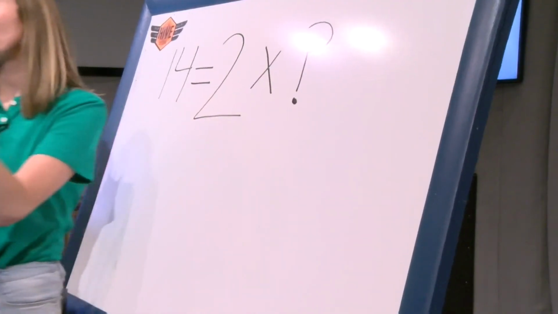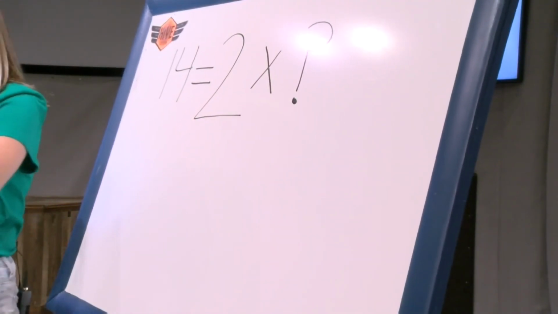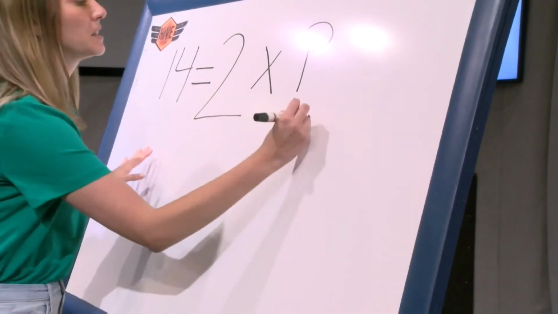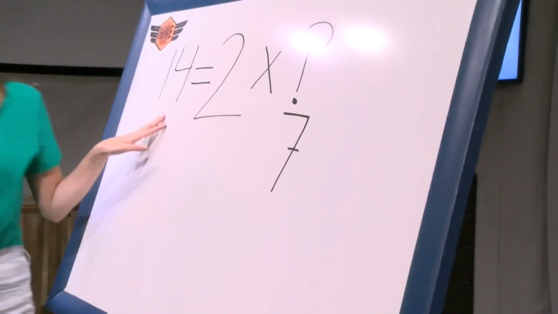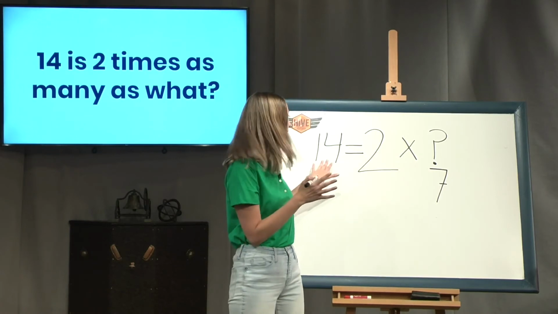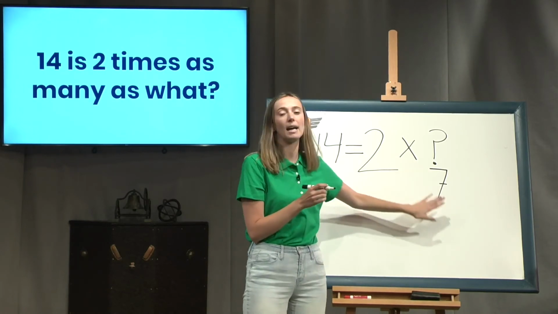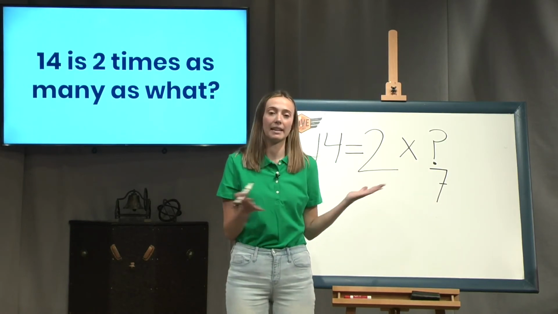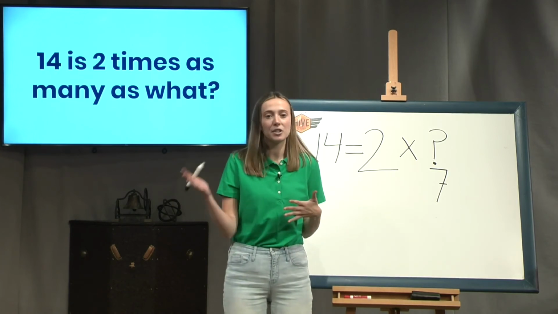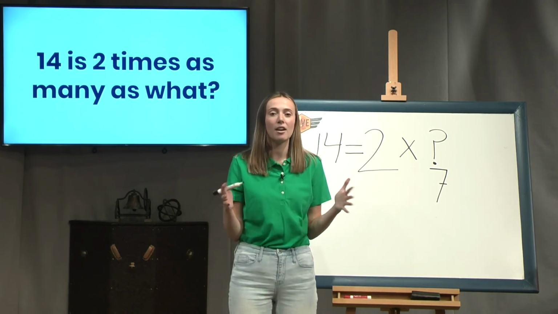I know 2, 4, 6, 8, 10, 12, 14. 2 times 7 equals 14. So hopefully you got 14 equals 2 times 7. You interpreted it like this. If you didn't, that's okay. We'll keep working. If you did, awesome job.